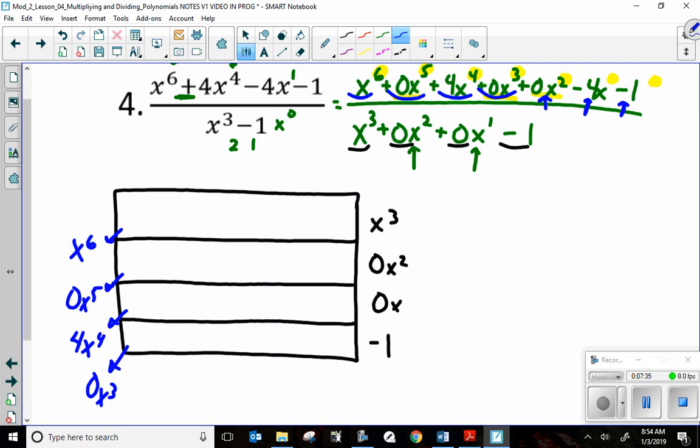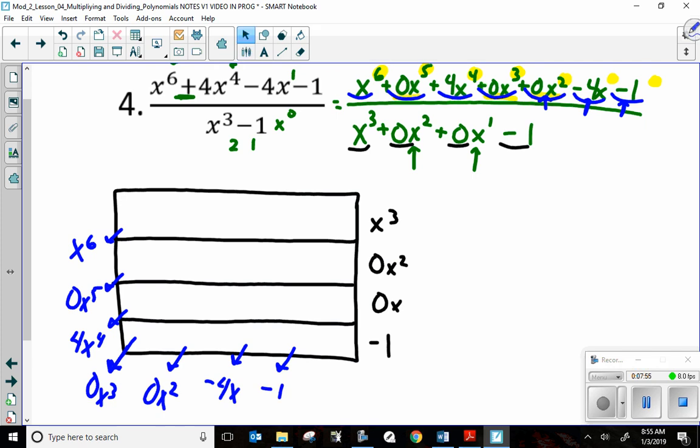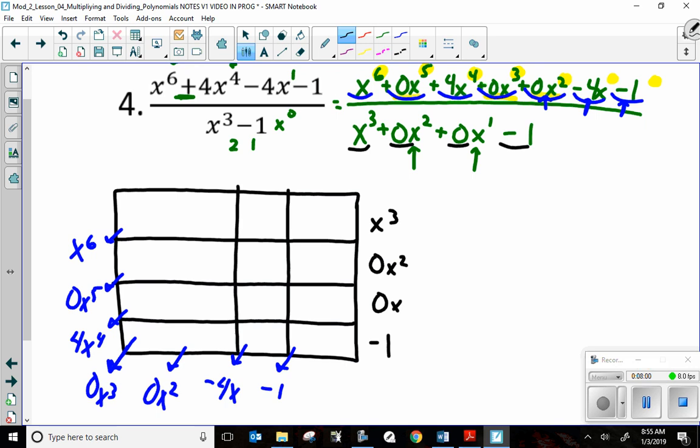And all of these arrows past my corner should get a vertical line down to it. So 1, 2, 3. And that goes for 0x squared, negative 4x, and lastly, minus 1. They should all get vertical lines. Bang, bang, bang. That looks like a lot, but keep in mind, anything that's going to be multiplied times a 0 will be 0. I'll show you as we get going.